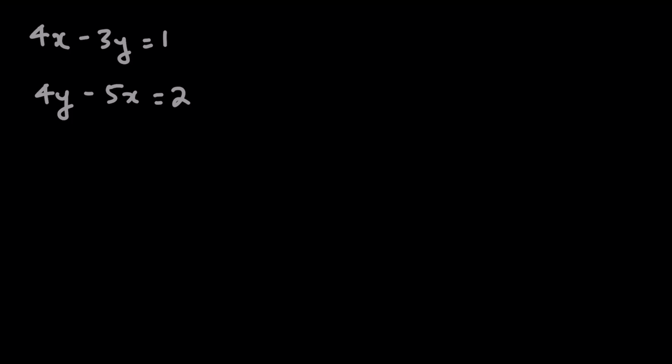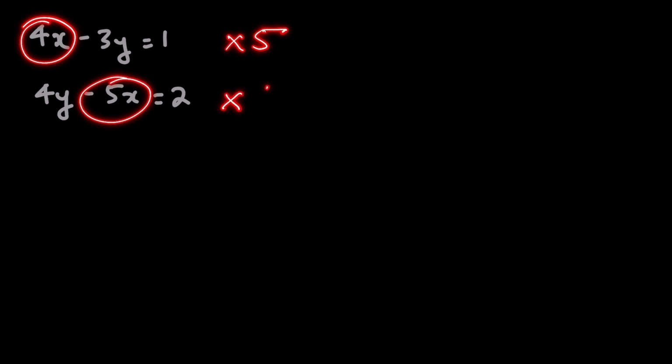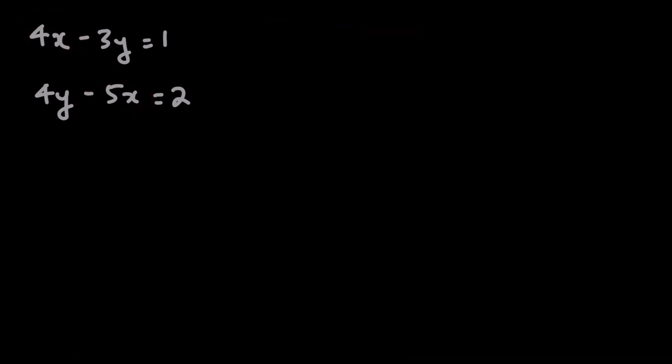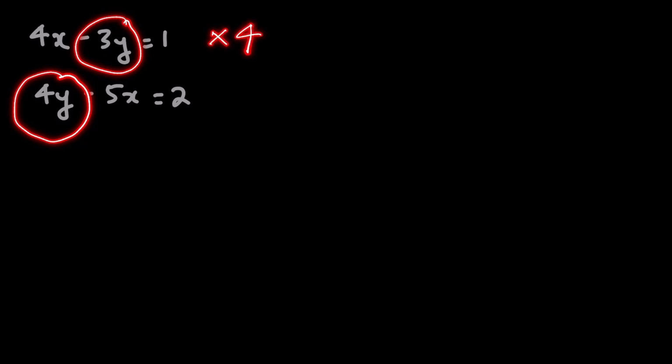Okay, so now I'm going to do the exact same thing. I'm going to find which variable is going to be easier to eliminate, and in this case it doesn't look very easy to eliminate either one. So to get the lowest common multiple between 4x and minus 5x, I can times the first equation by 5 and times the second one by 4. That way I'll have 20x in the first equation and minus 20x in the second one. But I can also get the lowest common multiple between minus 3 and 4, in which case I'd times the first equation by 4 and the second equation by 3.